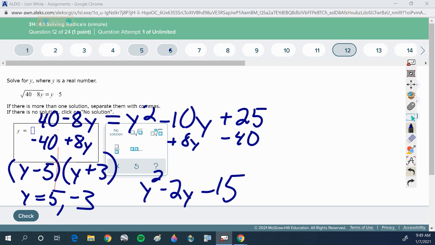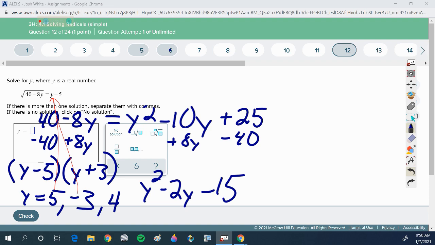So, if I plug 5 in there, is it okay? Can a square root equal 0? Yes. The square root of 0 is 0. So that one's okay. And then when I try to plug in negative 3, negative 3 minus 5 is negative 8. Is that okay? No. What if one of my answers was 4? Would that be okay? No. Because 4 minus 5 is negative 1, and a square root cannot equal negative 1.